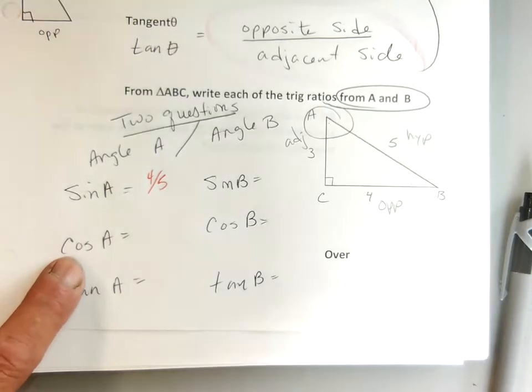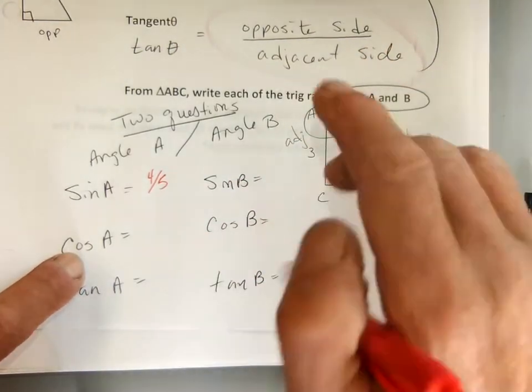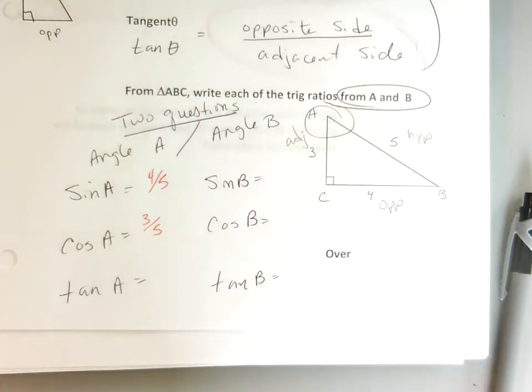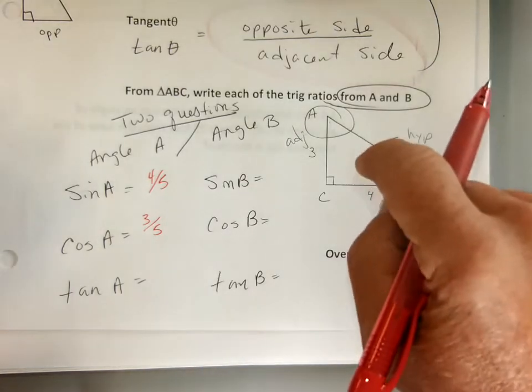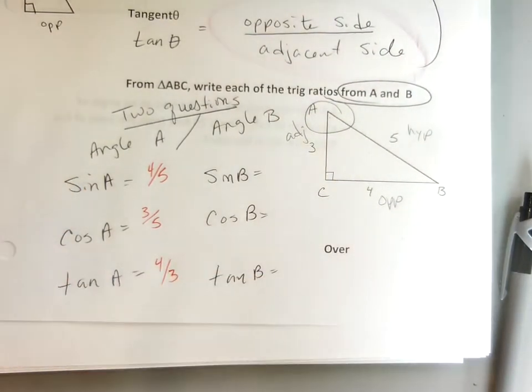Cosine of A. Well, look up on the board. What's cosine say? Which is the 3 over the 5, right? Tangent of A. Look up on the board. What's tangent? Which would be my 4 over my 3. Okay, so far so good? Give me thumbs up. Good.